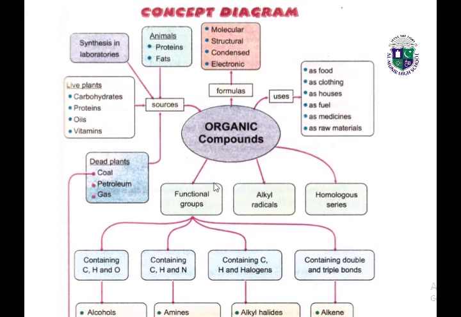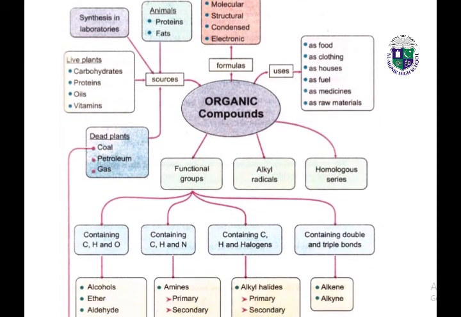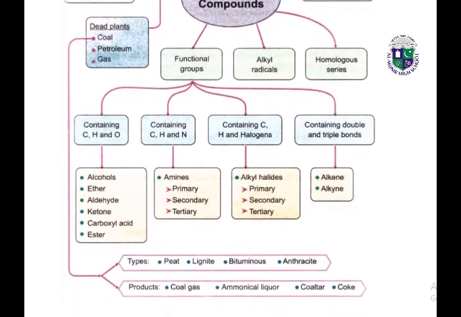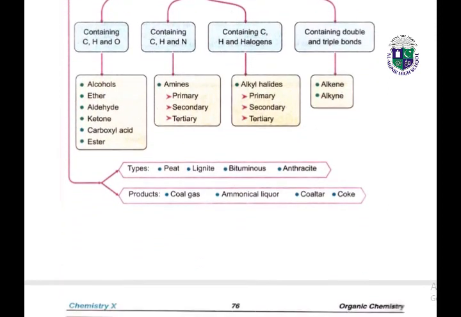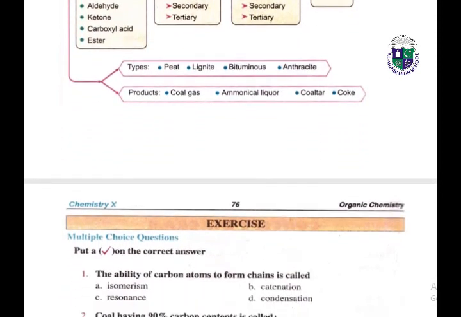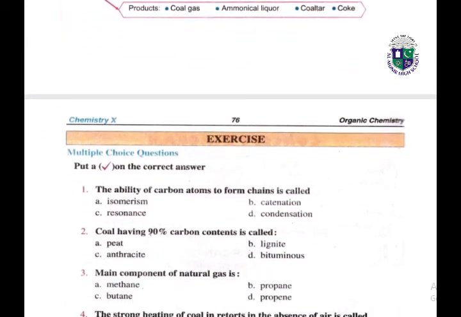Next, this is our concept diagram which represents the whole unit number 11, organic compounds. We have their functional groups, alkyl radicals, homologous series. We have their sources, formulas and uses as well. So this concept diagram shows the whole unit number 11. Next we have the exercise. Hurry up, solve your exercise with me.